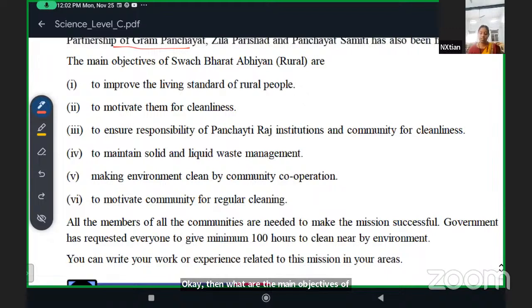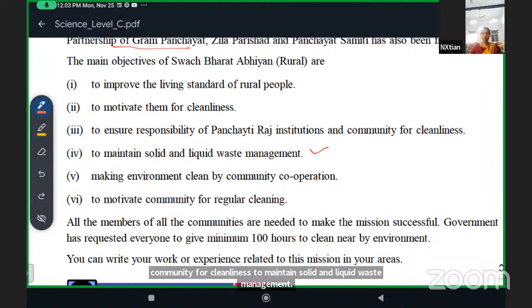Then what are the main objectives of Swachh Bharat Abhiyan Rural? They are to improve the living standard of rural people, and to motivate them for cleanliness. Another objective is to ensure responsibility of Panchayati Raj institutions and the community for cleanliness, and to maintain solid and liquid waste management. Waste management is also important.